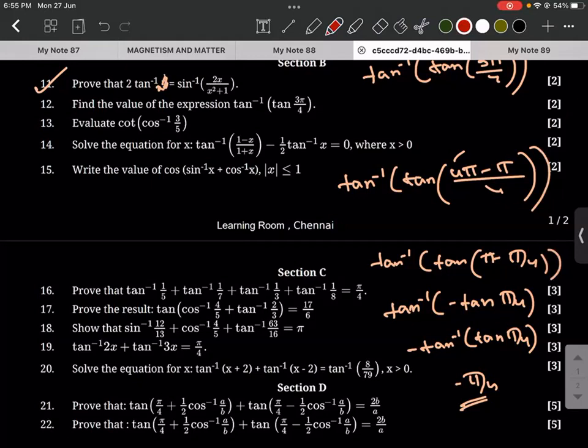Why minus? You should follow the rule, right? You should not be choosing which will be cancelled. You should just follow these steps. 3 pi by 4 does not belong to the first quadrant. The answer is the same, but tan inverse is a bijective function, which is why we restrict the domain and range. Is it clear? So please write it.